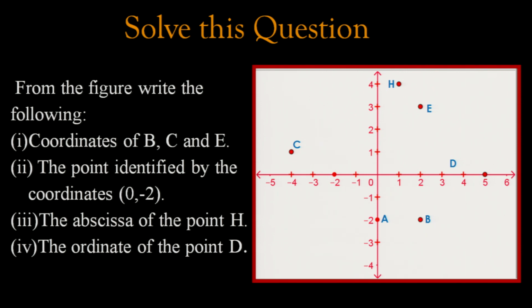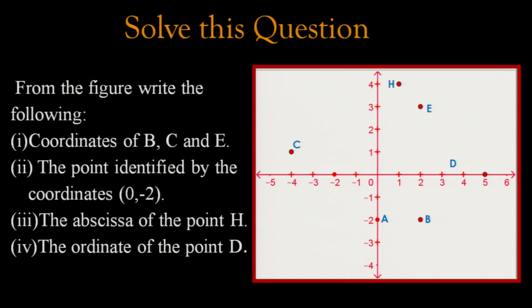So these are the 4 questions here. Now the first question we may solve, the coordinates of B, C and E. To find out the coordinates of B, we have to observe how many units we have to go along the x-axis, and in which direction, and along the y-axis. These two things are important: how many units we go along the x-axis and the y-axis, and what the directions are, that is, the positive or negative direction of the x-axis, and the positive or negative direction of the y-axis.